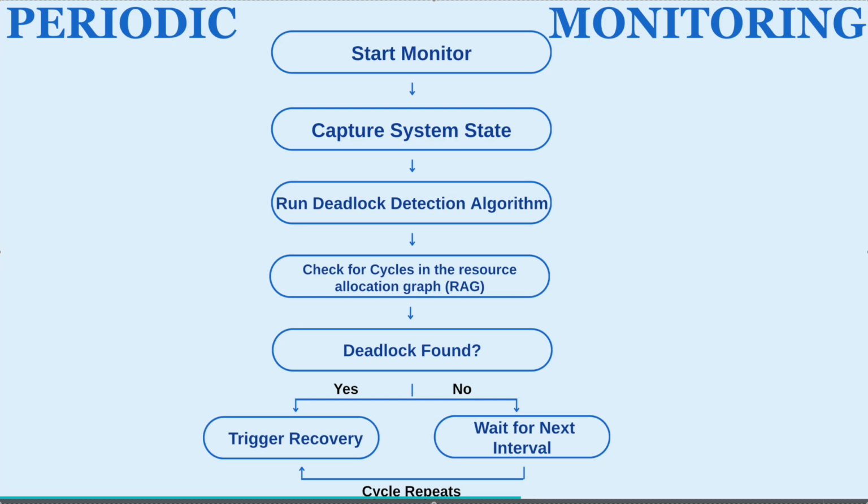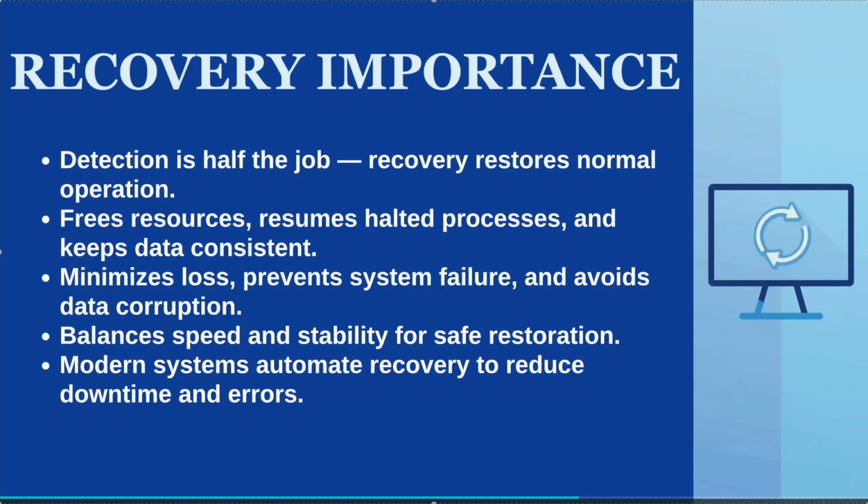Recovery importance. Detection is only half the solution. The recovery is what actually gets the system running again. Once a deadlock is detected, recovery ensures that resources are freed, halted processes are resumed, and data remains consistent. The goal is to restore the system with minimal data loss and minimum downtime. Efficient recovery prevents cascading failures and ensures a smooth user experience even after a deadlock occurs.